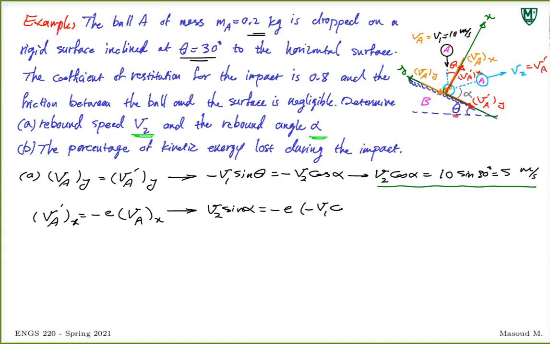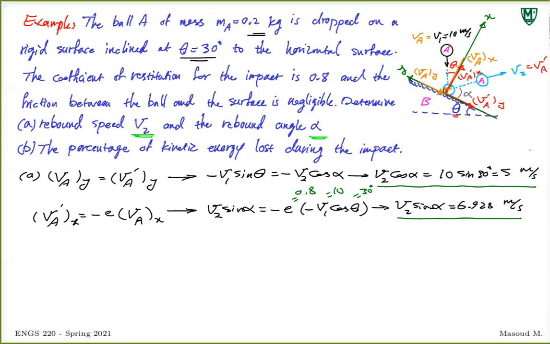V1 cosine theta. Right? From there, you'll get V2 sine alpha is equal to, well, E is 0.8. V1 is 10. And this is 30 degrees. And if you plug in these values, I actually don't know. I have to look at my notes, see what I got there. I got 6.928 meters per second.